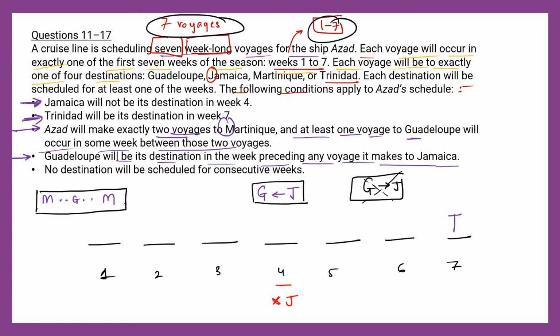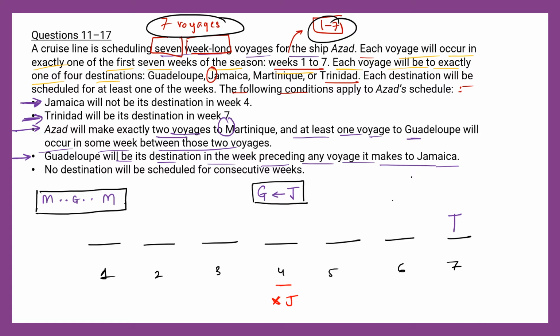So remember that all this is telling you is that whenever there is a J, you know that in the preceding week, which means the week before that, exactly the one before that, no gap, right? So for example, if J is in week 6, then you know that G will be in week 5, okay? But that does not mean that if G is in week 5, then J is in week 6, okay? Just remember that. Let's look at the last rule now.